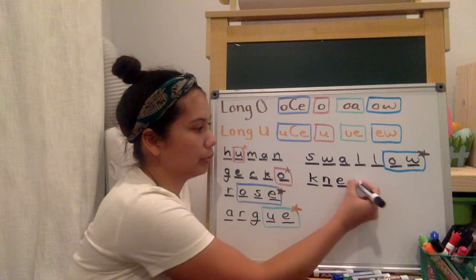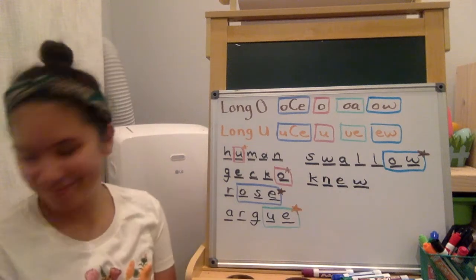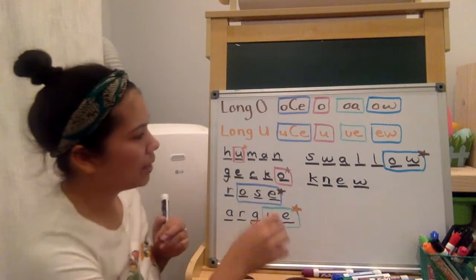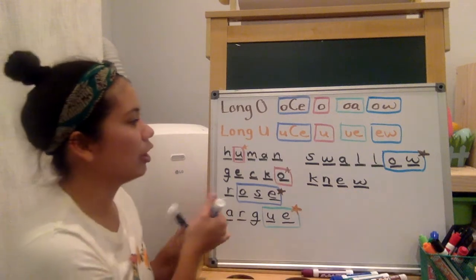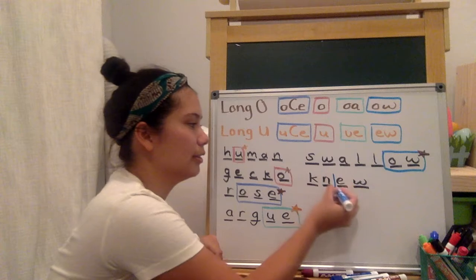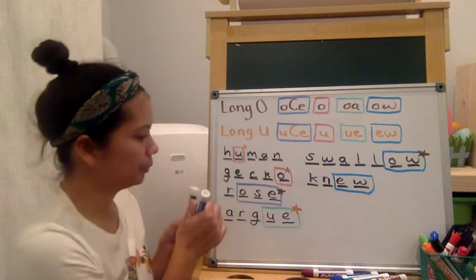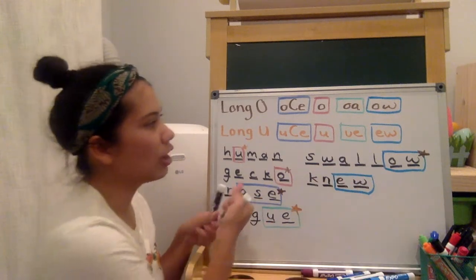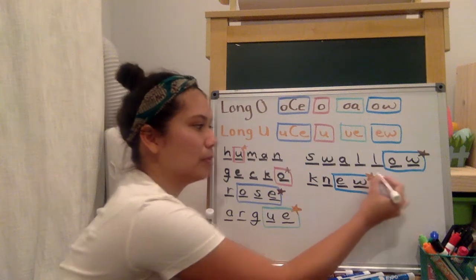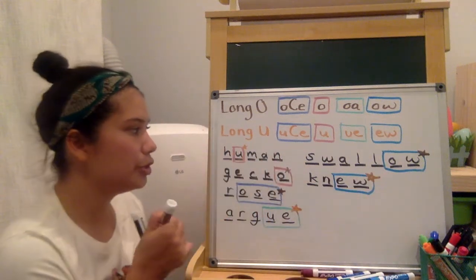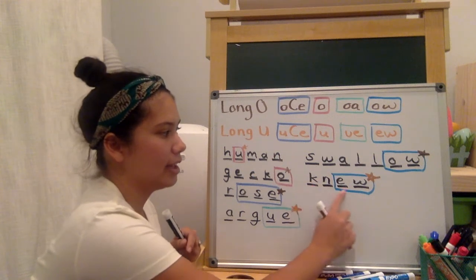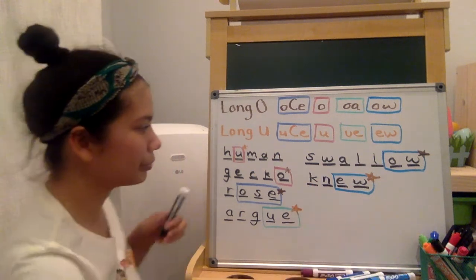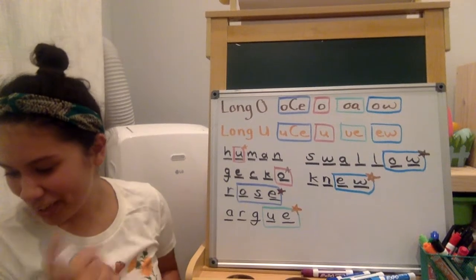New. So I'm going to put a box around this E-W for the long U pattern that says U. And I'm going to star it with my light brown because it's the long U sound. New. K-N-E-W. That's that silent K. Okay. Let's try another one.